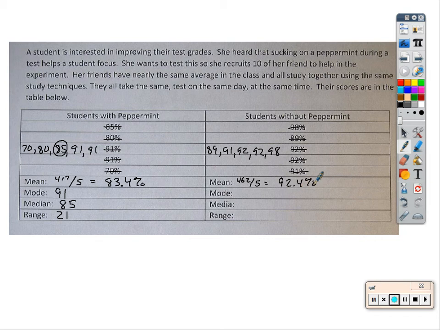Mode's the most repeated number. There's only one number repeated. That's 92. The median is the middle value. This is an odd number data set, so there is a middle value. And the range is the highest number, the 98, minus the lowest number, 89. So that's our data. In the end, we're going to have to be doing some analysis with this, but we can already see some clear-cut results in terms of what the data says.